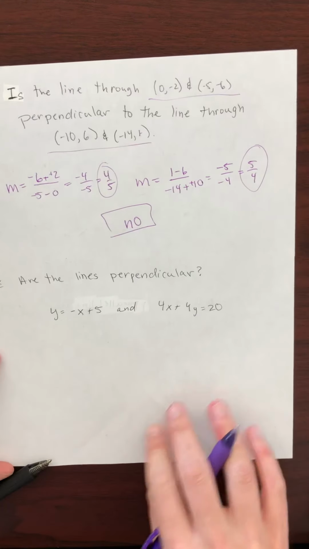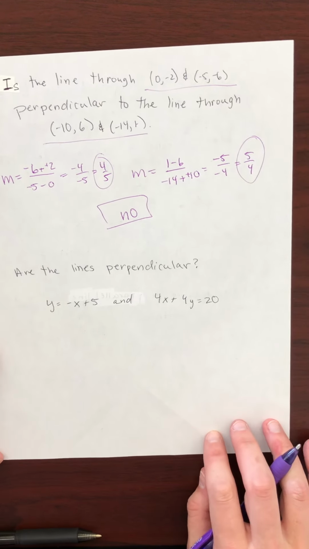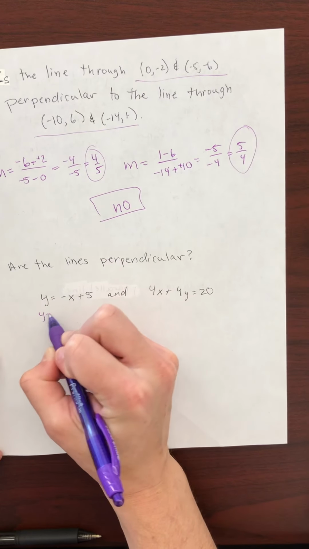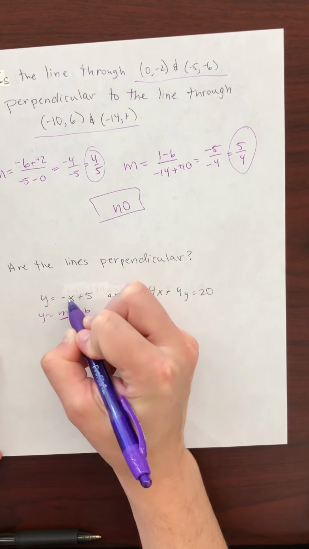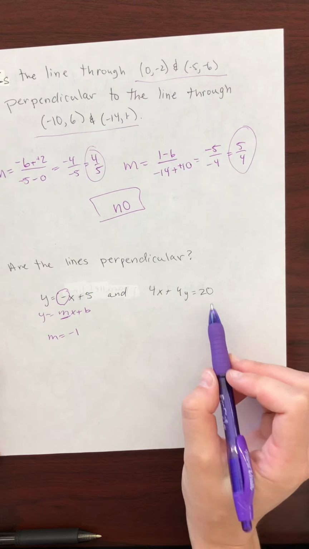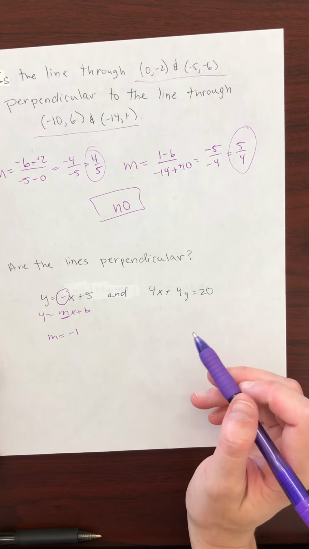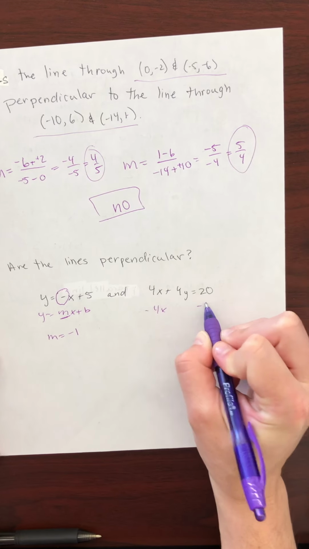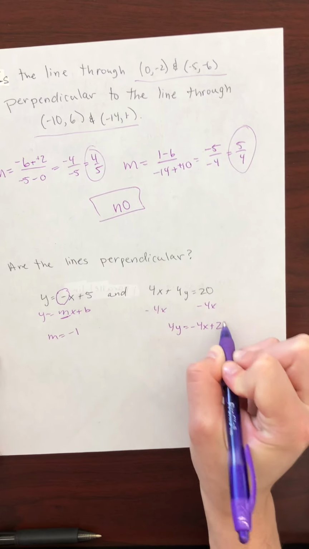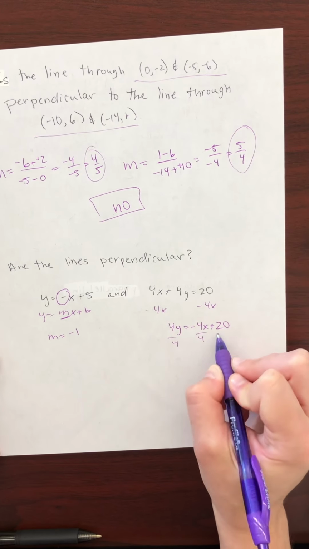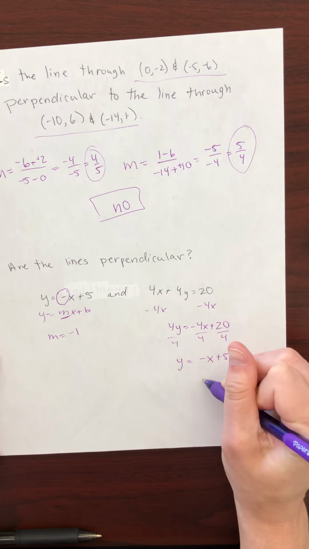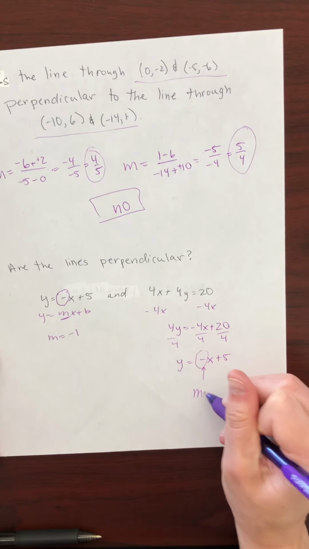Okay, last one. Are the lines perpendicular? Again, the whole goal of this lesson is you need to find the slope and determine that. This one is already in y equals mx plus b. So m here is a negative 1. But this one is not in y equals mx plus b, so you need to get it that way. Remember, bring the x term over, put them in order, divide everything by 4. Y equals negative x plus 5. Here's my slope. M is negative 1.